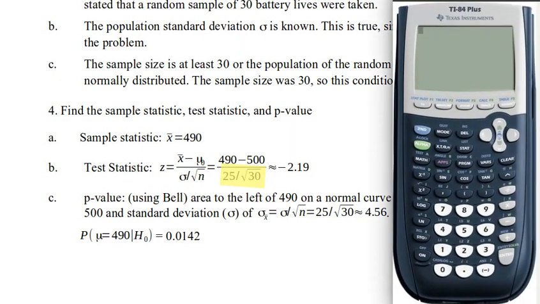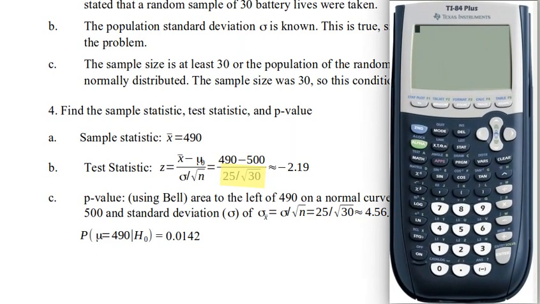To do that, we're going to launch Bell. So I'm going to press Program. Bell is the first choice. So I'm going to press Enter. Enter again to launch it. We're interested in finding a probability. So that means we answer 0 to that first question.